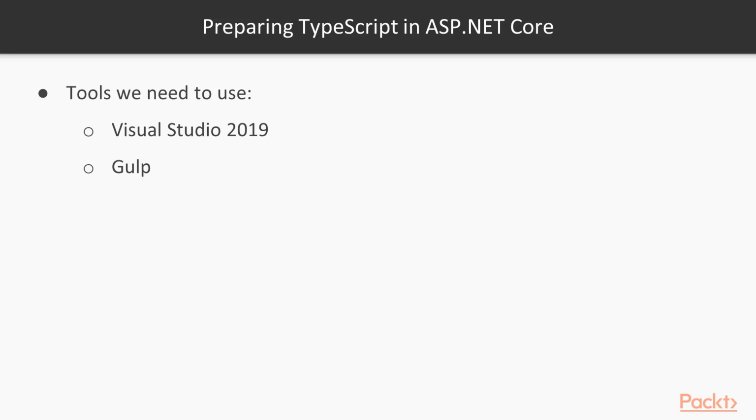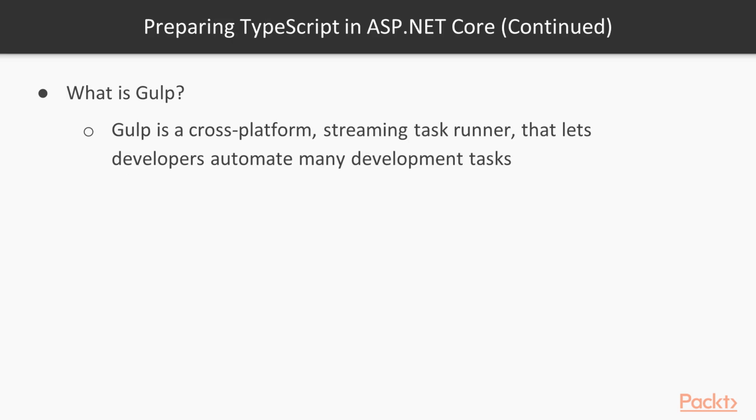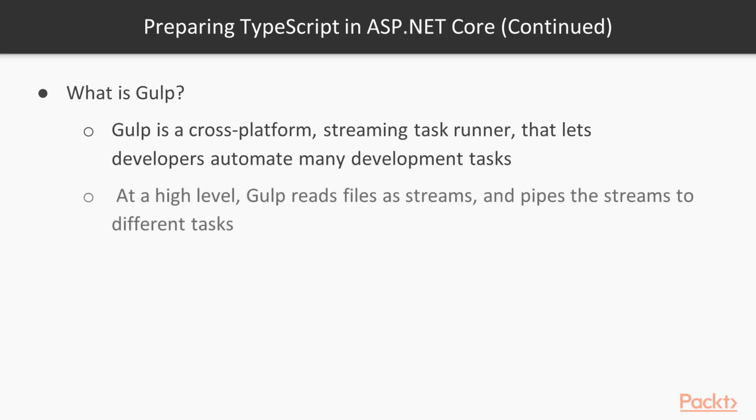I'm going to use another tool called Gulp. What is Gulp? Gulp is a cross-platform streaming task runner that lets developers automate many development tasks. At a high level, Gulp reads files as streams and pipes the streams to different tasks. You probably are familiar with task runners like Gulp. Let's go ahead and see this in action.